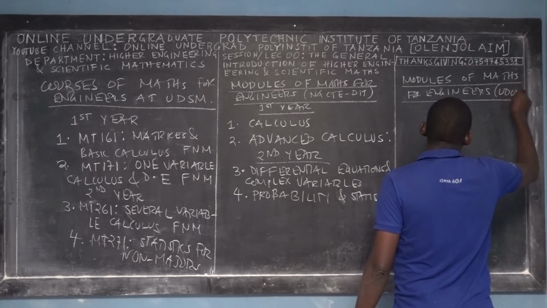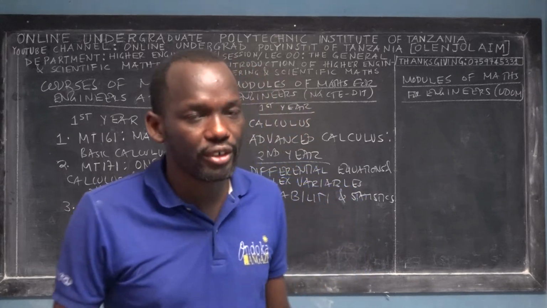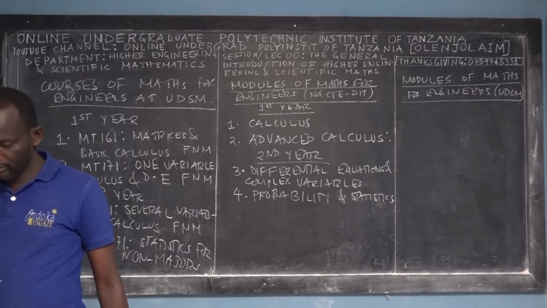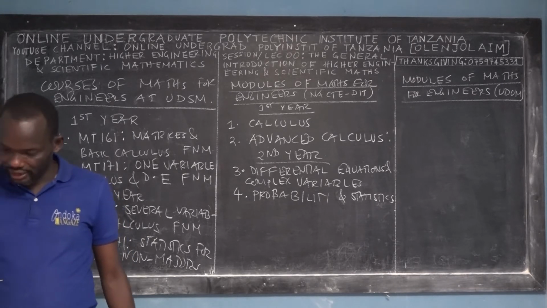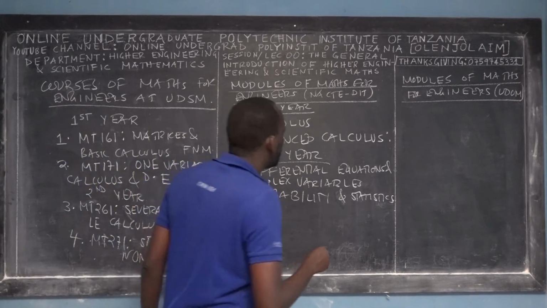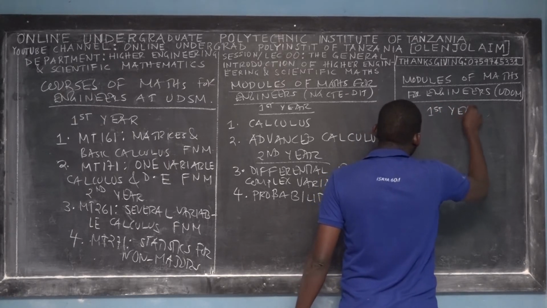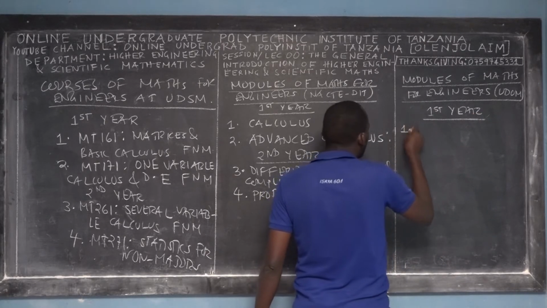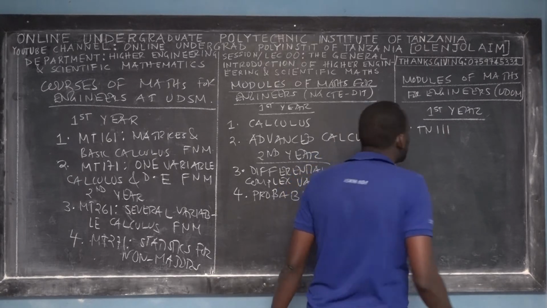Let's take the reference for TCO and UDOM, University of Dodoma. That's a reference. So at UDOM, we have some reference courses. We call them TN, so the abbreviation is TN. For the first semester, or for the first year, the students have to learn the following modules. The first one is called TN 111.